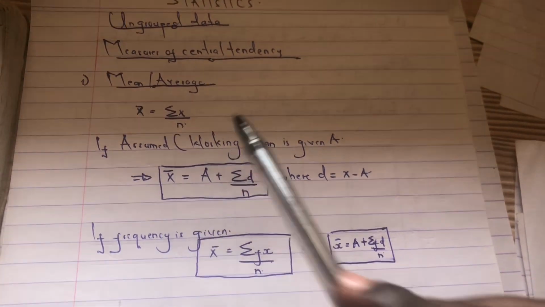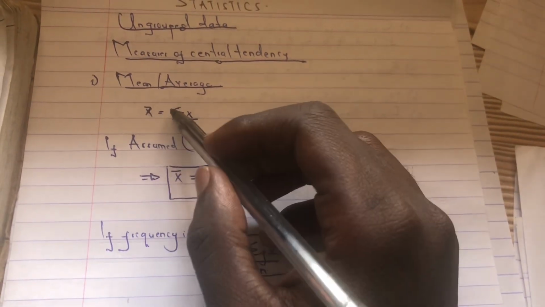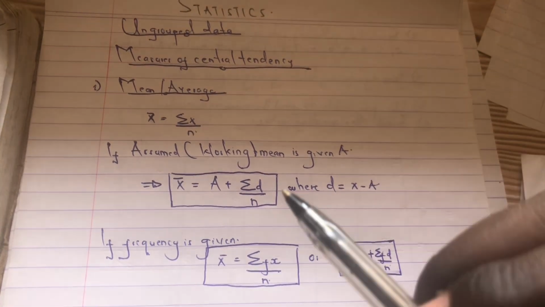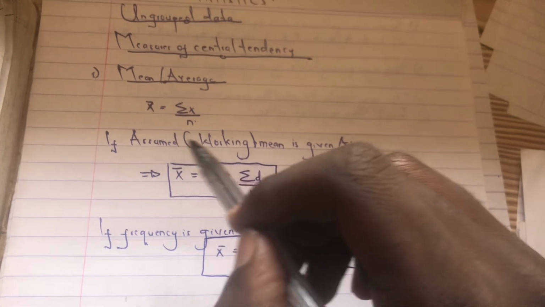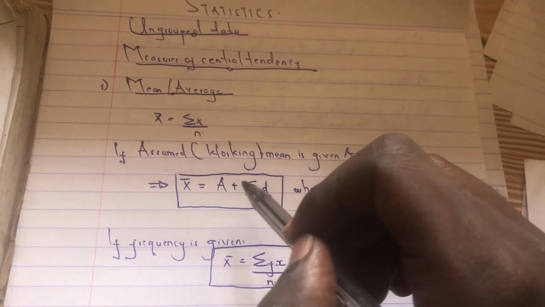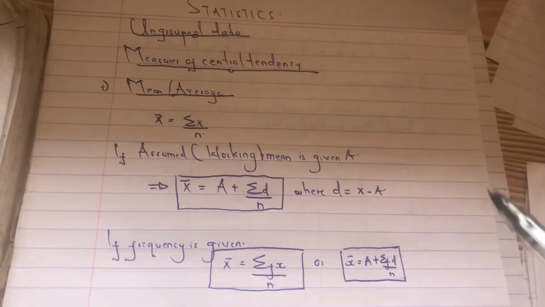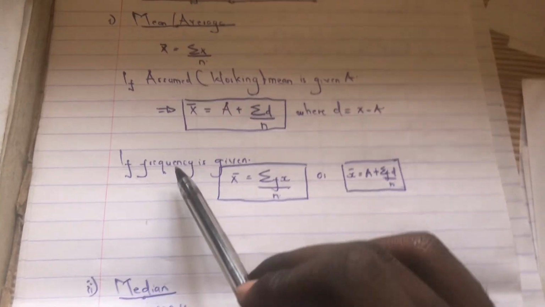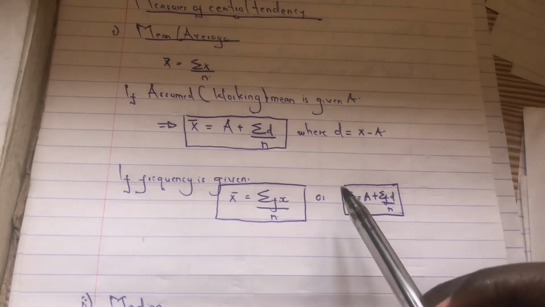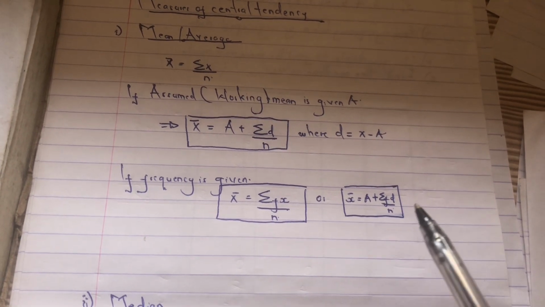To get the mean, or sometimes it's called the average, it's denoted by x bar. It's the same as summation of x over n. Are we together? And in case they give you an assumed mean, the mean will be a plus summation of d over n, and this d is gotten by x minus the assumed mean. Then in case they give you the frequency, x bar will be summation of fx over n, or you can write it as x bar equals a plus summation of fd over n.